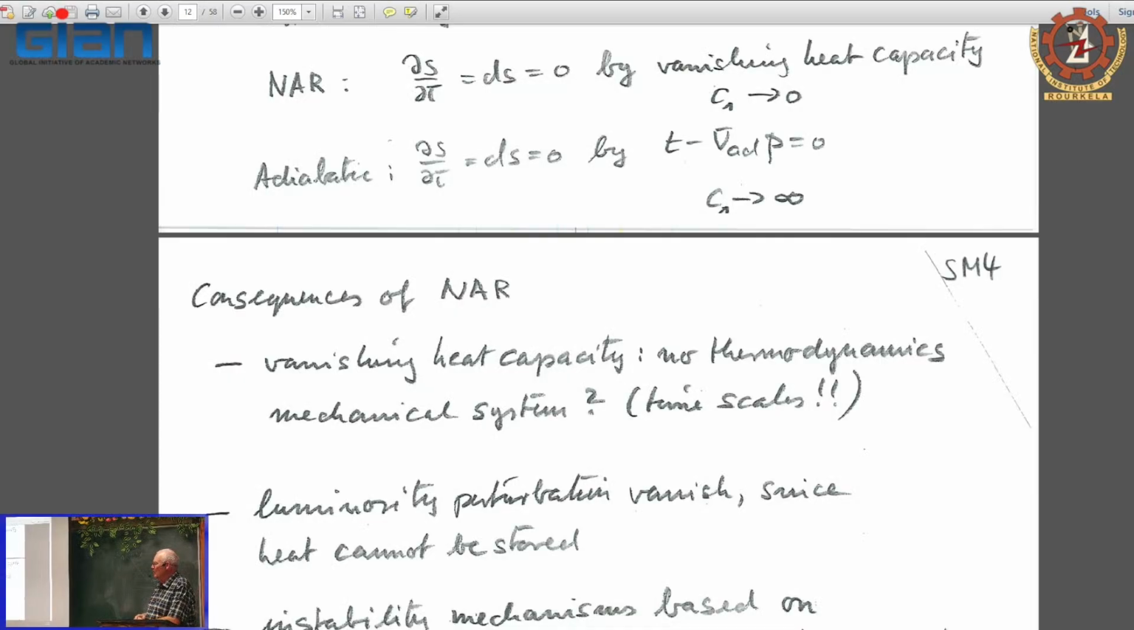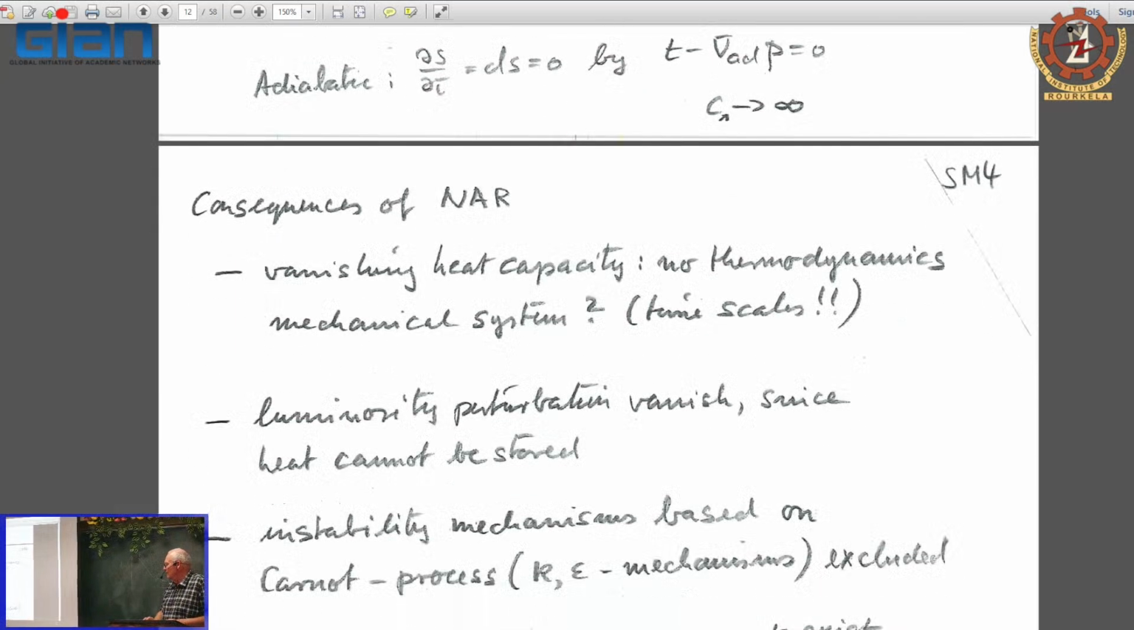next consequence has already been discussed. The luminosity perturbation has to vanish since heat cannot be stored. If we have no heat capacity, we cannot store heat. A luminosity perturbation would require heat to be stored, not permanently, but for a certain time interval. A luminosity perturbation would require a heat capacity and heat to be stored for some time.